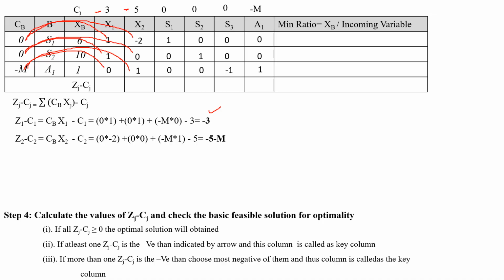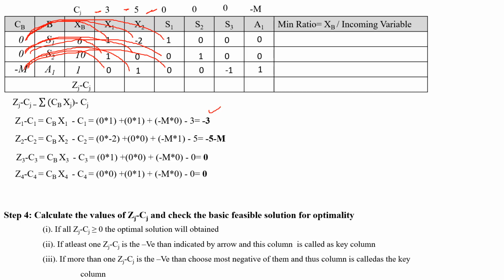Next Z3 minus C3 for the S1 column, that is 0 into 1 plus 0 into 0 plus minus M into 0 minus 0, which is equal to 0. Next Z4 minus C4 for the S2 column, which is equal to 0 into 0 plus 0 into 1 plus minus M into 0 minus 0, which is equal to 0.